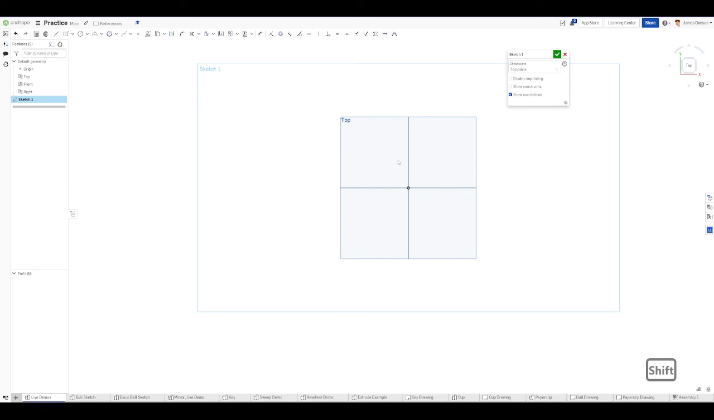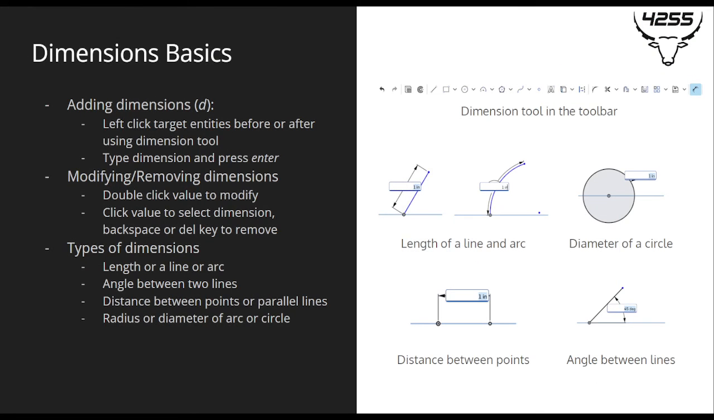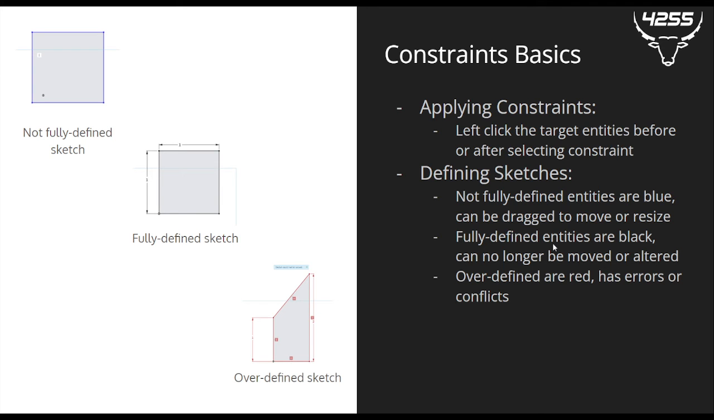Right. So moving on. So the next section is on the constraints. So when you have a fully defined sketch, it'll turn black. When you have an over-defined sketch, it'll turn red, and when you have a sketch that's not fully defined, it'll stay blue. So you want every sketch to be black, right? Not blue, not red, because blue means it's still able to be manipulated depending on how it's dragged around.